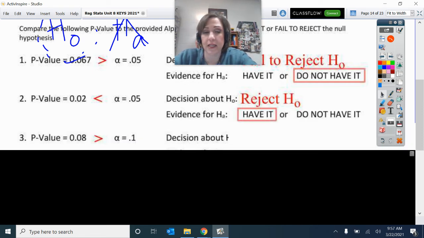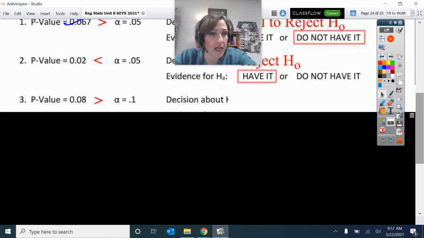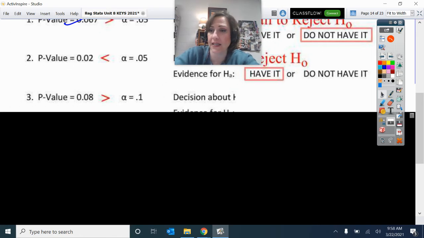All right, number 3, it is greater than, no, wait, what? Okay, I have this wrong here, so let's fix it. 0.1, I guess I was thinking that was 0.01 when I did that, because 0.08 is definitely not greater. Okay, so let's fix it. So this is a less than.